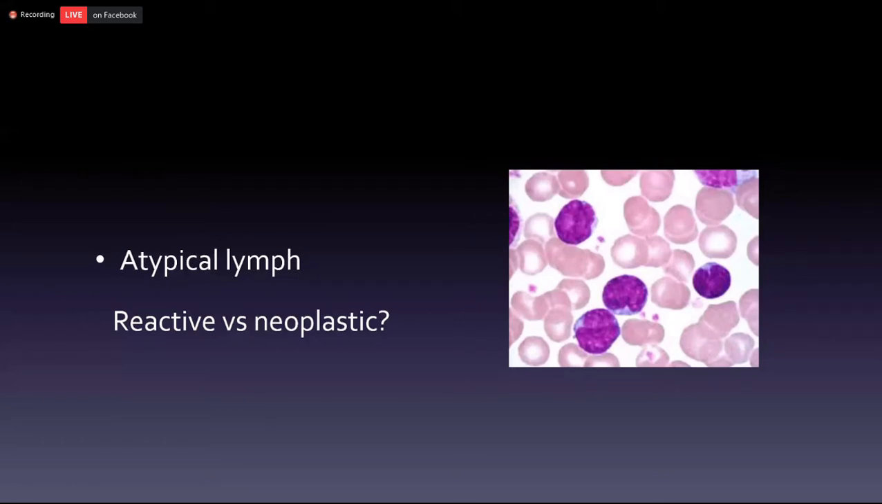You can see this high NC ratio, and they're very cleaved, angulated with irregular nuclear outline. And you must be wondering whether these are reactive lymphocytes or a neoplastic one. By the way, this is a case of a kid with a nagging cough who had pertussis. So this is a case of pertussis where you can see these highly atypical lymphocytes.